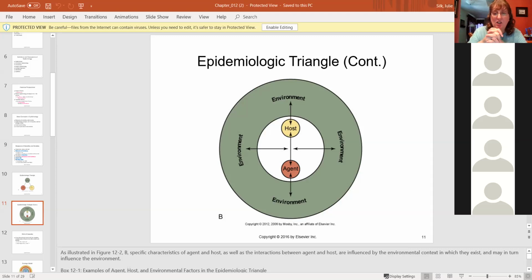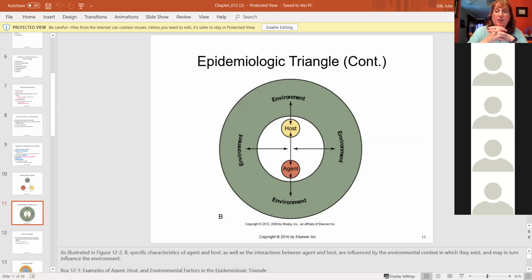So that's the agent. The host is, when you're looking at the host, you're looking at genetic susceptibility. You're looking at immutable characteristics, meaning things that they can't really change, like age and sex. You're looking at acquired characteristics, like their immunologic status. Lifestyle factors, like what their diet is like, how much they exercise.